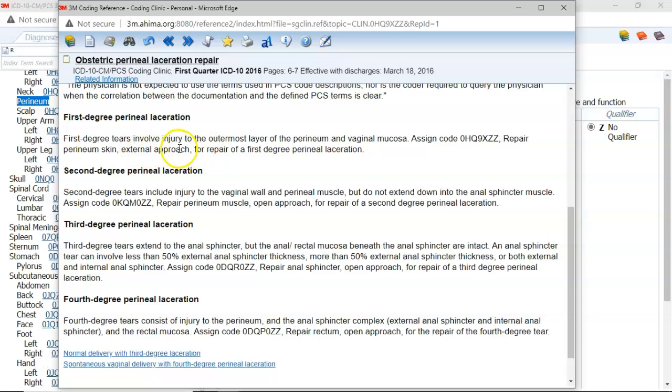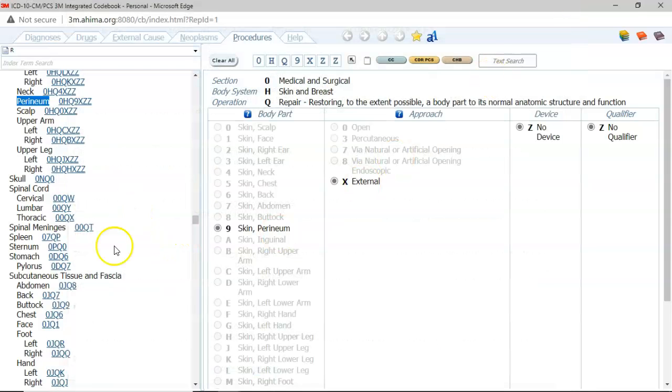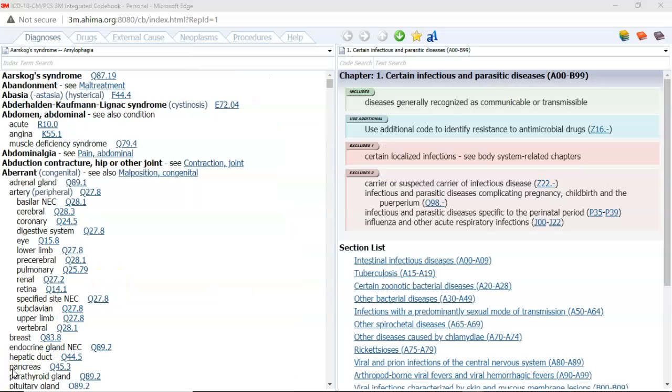So first degree, injury to the outermost layer of the perineum and the vaginal mucosa. Second degree, third degree, fourth degree. I'm not going to read those to you. You can pause this and read those yourself, but I really suggest that you print this out and have it to use as a reference. So that perineal laceration will prevent us from being able to use O80.